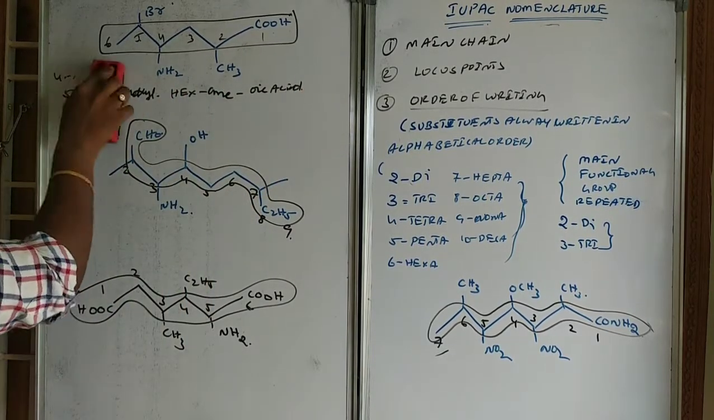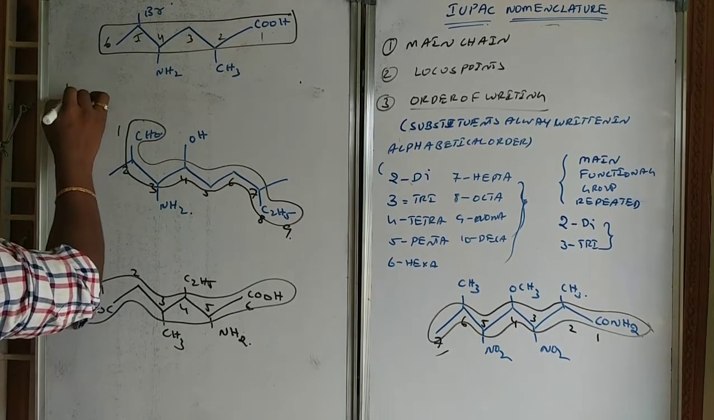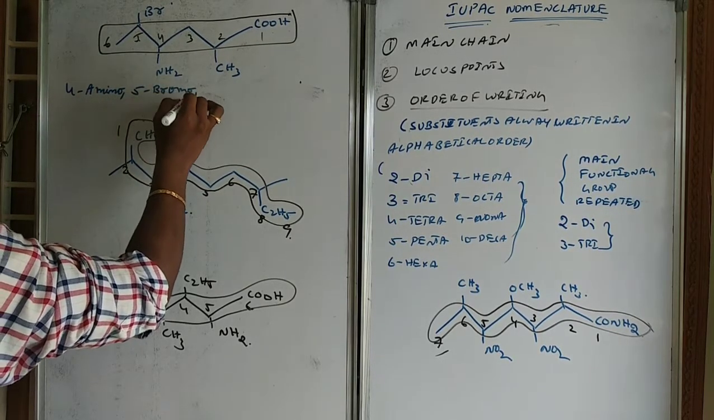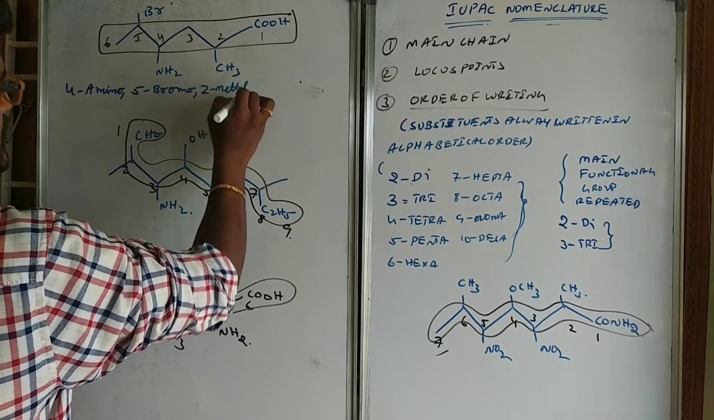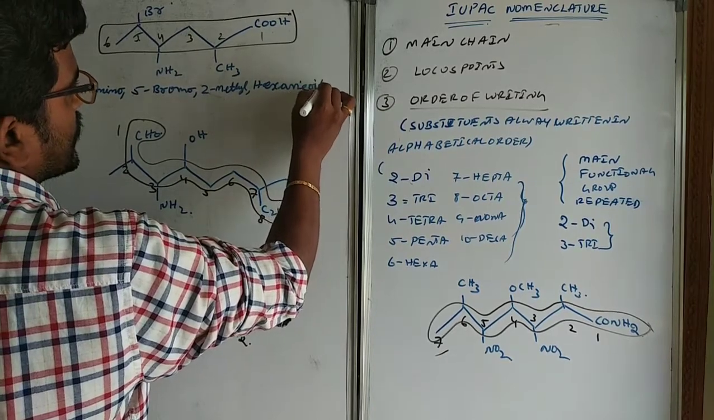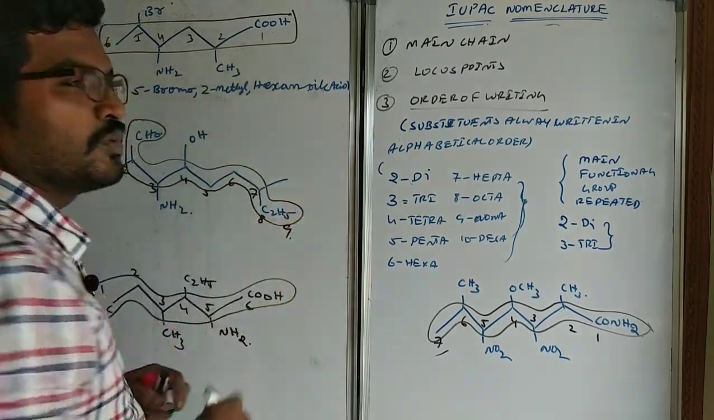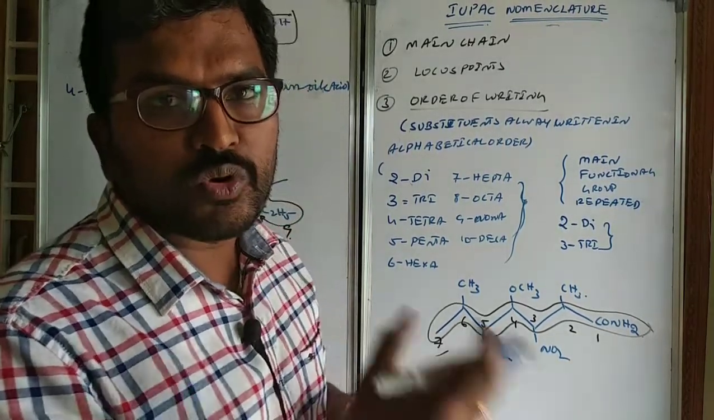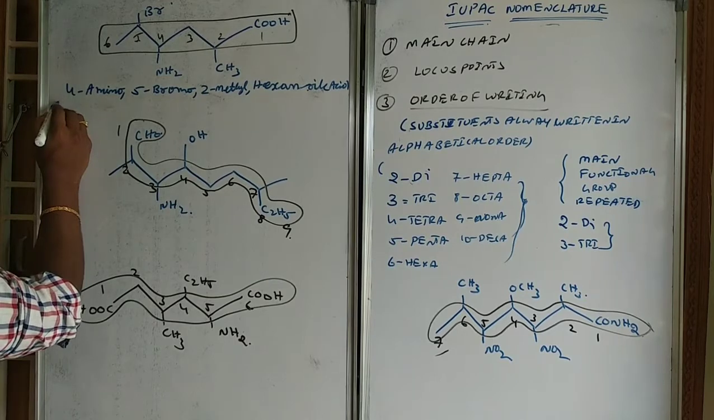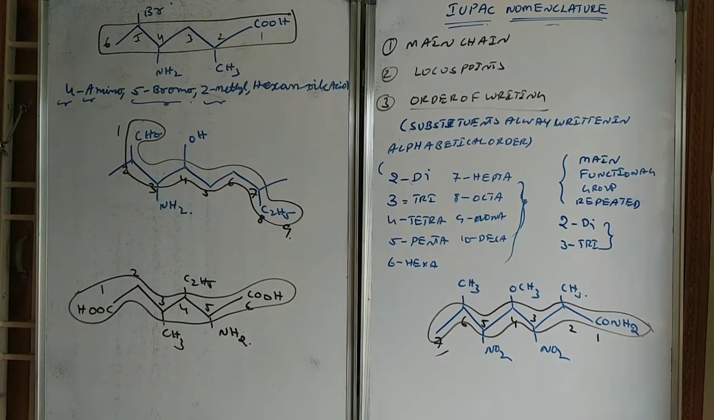So when you club all these things, the name of the compound will become 4-amino-5-bromo-2-methylhexanoic acid. When two vowels are side by side, you can remove one of the vowels. So hexanoic acid. Like this you can write this. Always remember, between number and name a hyphen should be there, and between numbers, commas should be present.